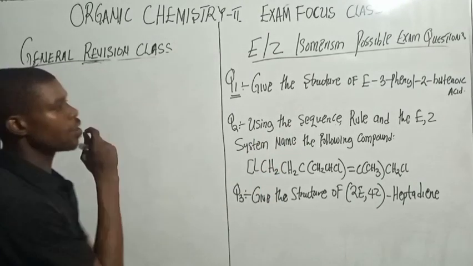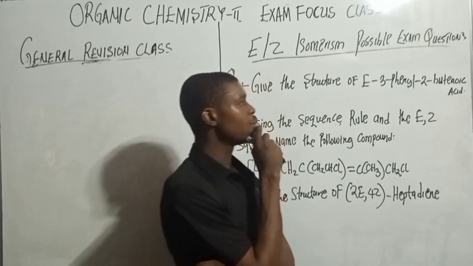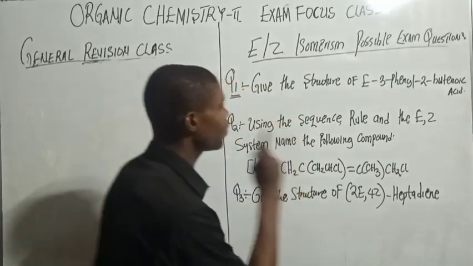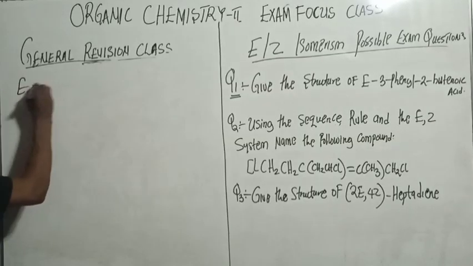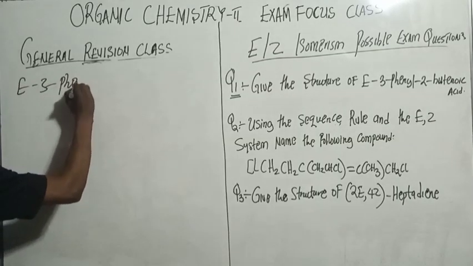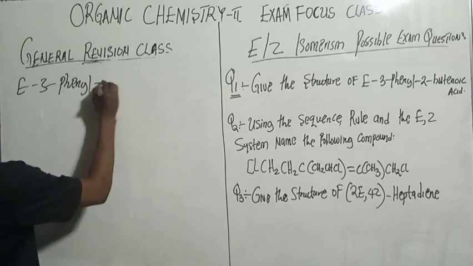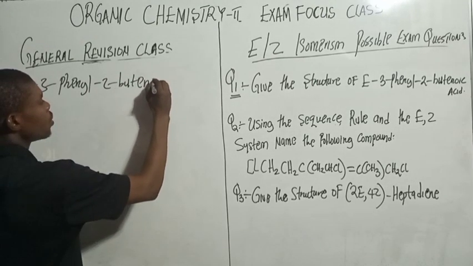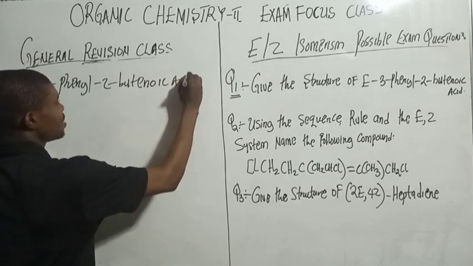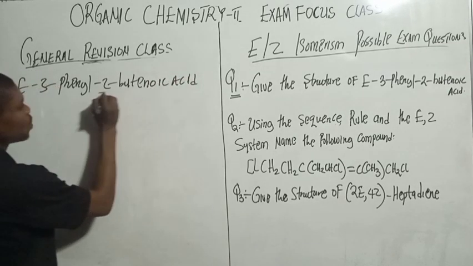They said give the structure of E-3-phenyl-2-butenoic acid. So the first thing I want to do here is draw the structure. Draw the structure of E-3-phenyl-2-butenoic acid. So this is the parent chain.